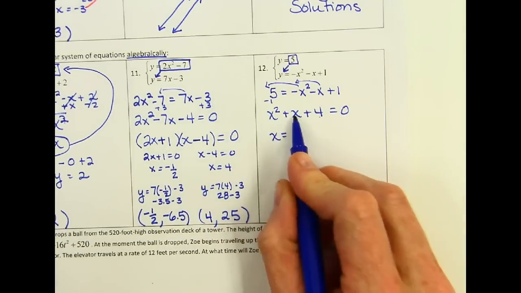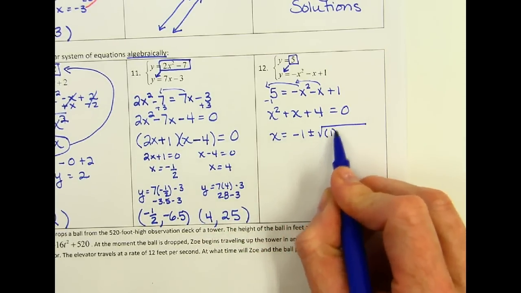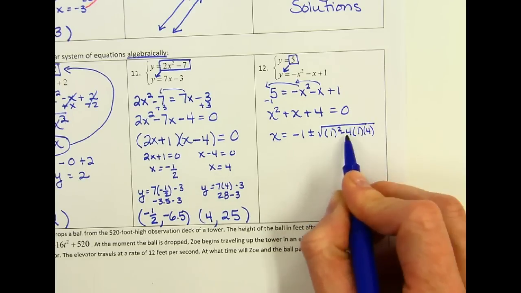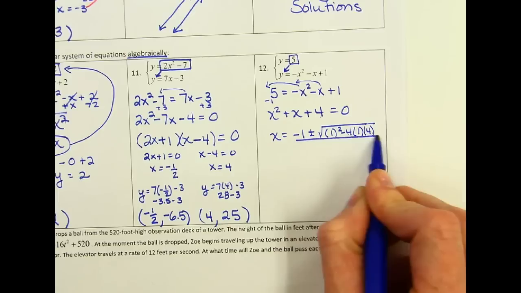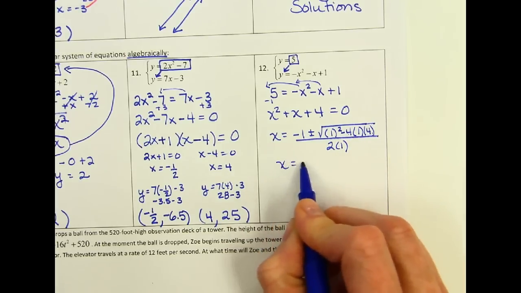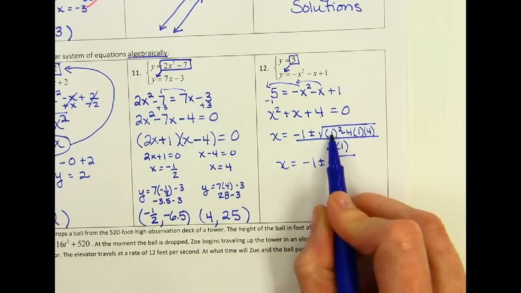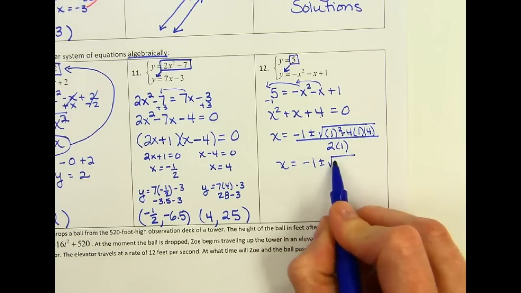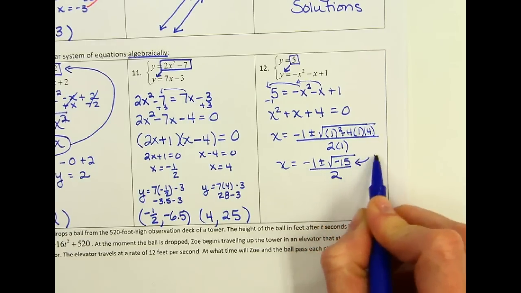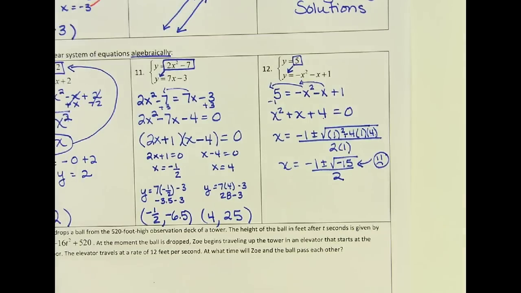So x equals negative b plus or minus the square root of b squared minus 4 times 1 times 4, so 4ac, all over 2 times a. So x equals negative 1 plus or minus the square root of 1 subtract 16 will give me negative 15 over 2, and we have a problem. The negative 15 cannot happen.